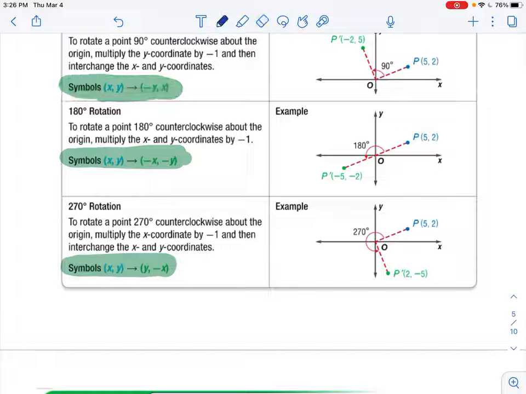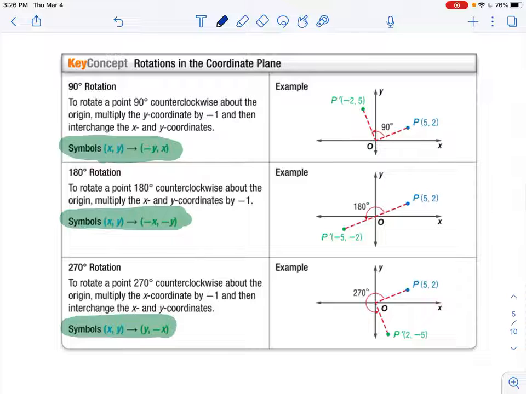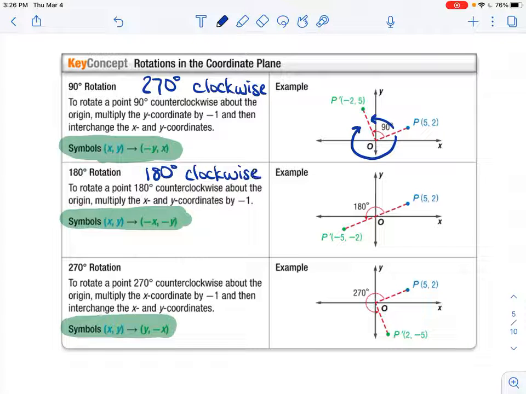So if you think about this, a 90-degree counterclockwise is the same as going 270 degrees clockwise. 180 is a little simpler. It's the same either way. And 270 counterclockwise is similar to the first one. We have 90 degrees clockwise. Does the same thing. So if you were asked for a clockwise version, you just pair it up with one of your counterclockwise.